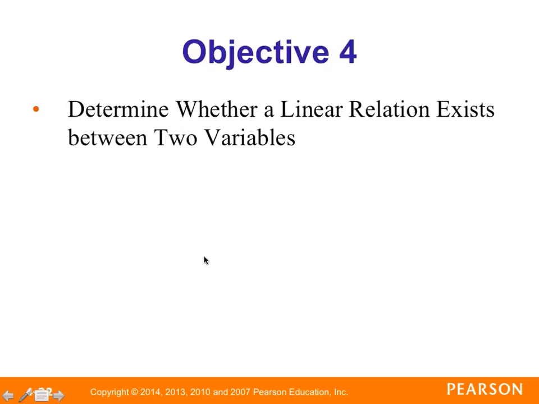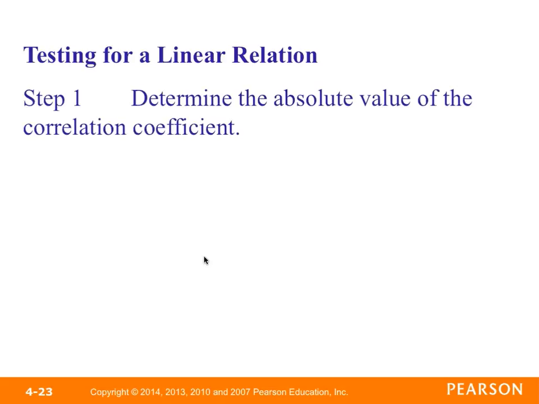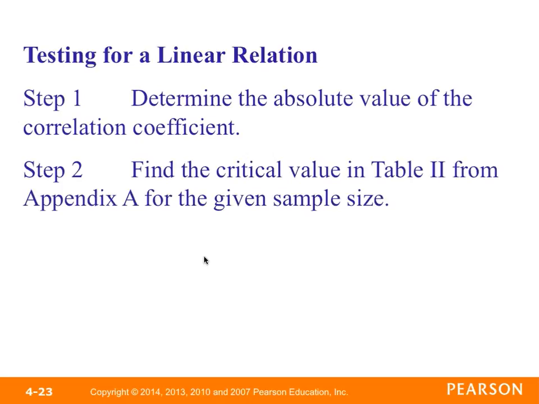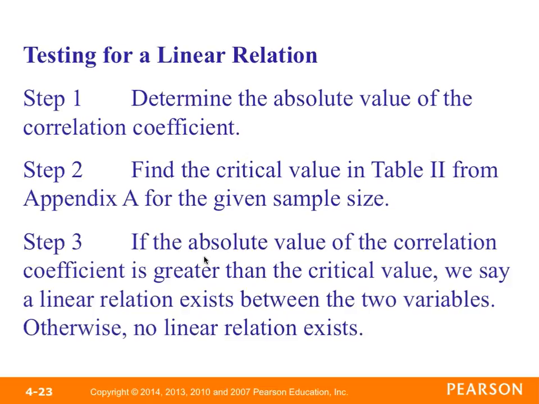So if you want to actually determine whether a linear relation exists, you have to do a couple of things. So step one is to determine the absolute value of the correlation coefficient. So that would be using the process that we just used. Finding the actual correlation coefficient, determining the absolute value would be fairly simple from there. Step two is to go ahead and find the critical value from Table 2, okay, and that's in your appendix. And then if the absolute value of the correlation coefficient is greater than the critical value, then we say that a linear relation exists between the two variables. Otherwise, no linear relation exists.